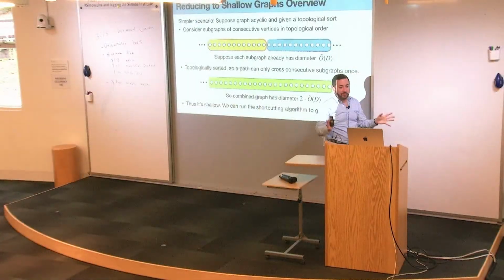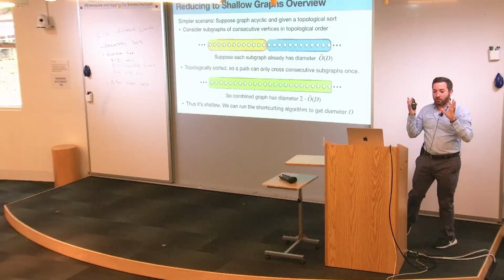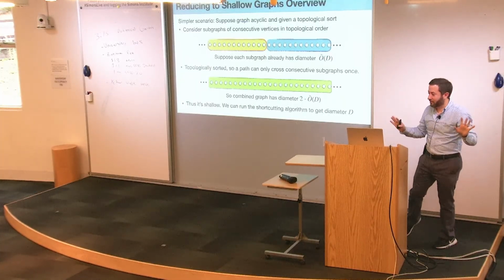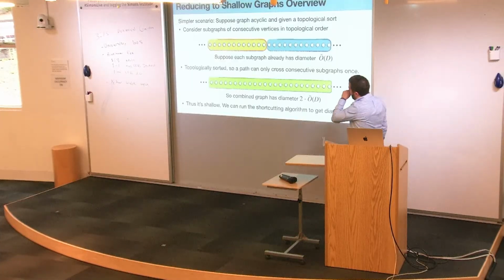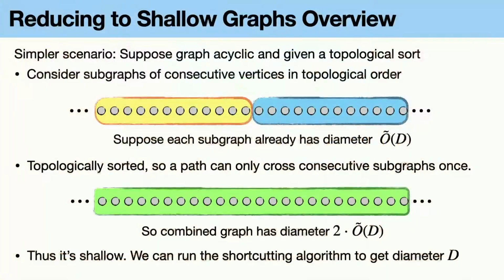Okay, so what we're going to do is something roughly as follows. Let me skip the first step, and let's just pretend that the graph is acyclic and we were given a topological sort of the graph. We don't have this, so we're going to have to fix that in a minute. Then we're going to consider breaking up the graph into subgraphs of consecutive vertices. Let's imagine that this subgraph already has low diameter, and this subgraph already has low diameter. Then we're going to try to merge these together into a larger subgraph and argue that we can make this have low diameter. Now, the only thing we need to observe is that this is shallow.